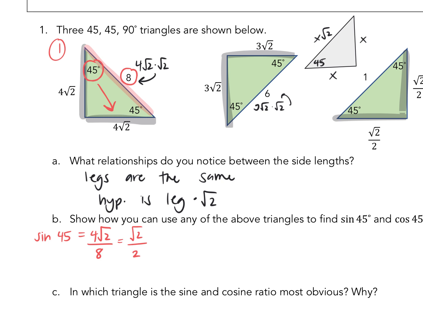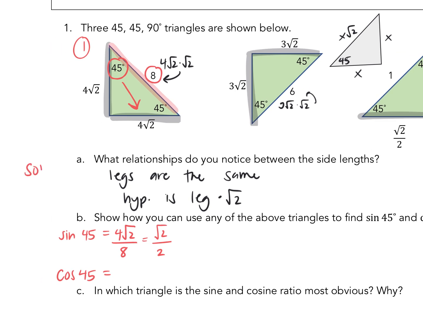Okay. What if I did cosine of 45? Cosine is adjacent over hypotenuse. If you forgot these things, remember, SOHCAHTOA will help you out. And I heard someone say, yes, isn't it the same thing? It is, because the adjacent is also 4 square root of 2 divided by 8, which is also going to give me the square root of 2 over 2. So cosine and sine, in terms of a 45, 45, 90 triangle for this, are the same. Is that the case with every 45, 45, 90 triangle?